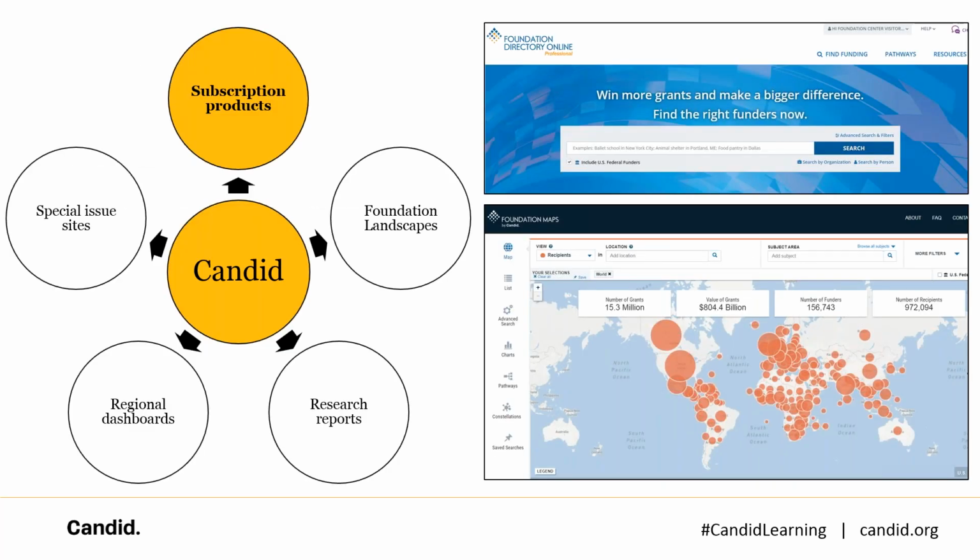So those resources include Foundation Directory Online, our prospect research tool, which though it is a subscription product, I should note it's available for free at more than 400 FIN partner locations, and FIN stands for Funding Information Network. It's also available in Foundation Maps, Candid's premier data visualization tool, which is aimed at making it easy to see who's funding what and where around the world.